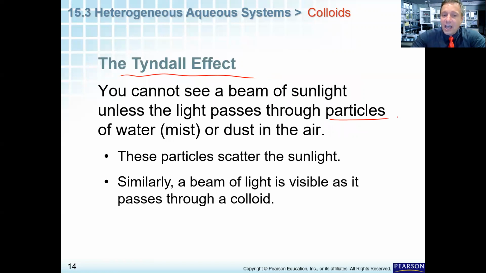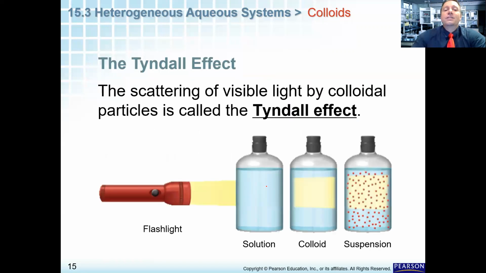So similarly, a beam of light is visible as it passes through a colloid. You don't see anything when you pass a light through a solution of really any type of solution that you might make. So here's the Tyndall effect, and this is a term, so please get this term down into your notes. The scattering of visible light by colloidal particles is called the Tyndall effect, and that's what you see in the sky when you see all those colors. It's a colloid in the sky because those particles and the water vapors are not falling out, and the light passing through gives those colors that you see.